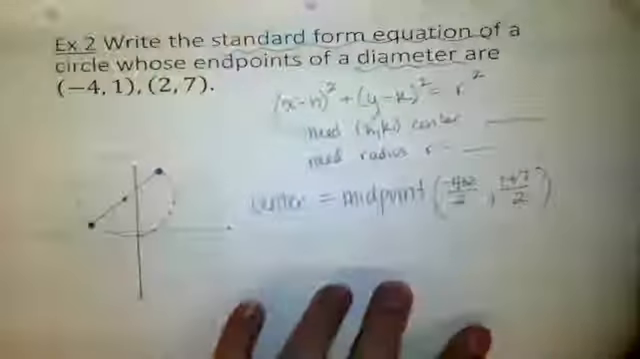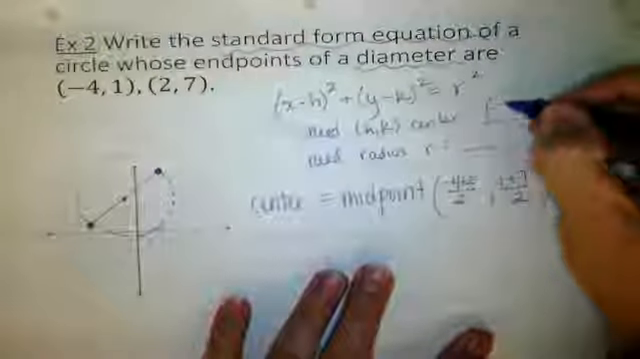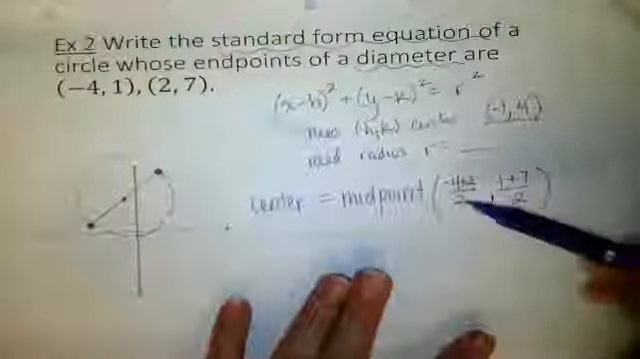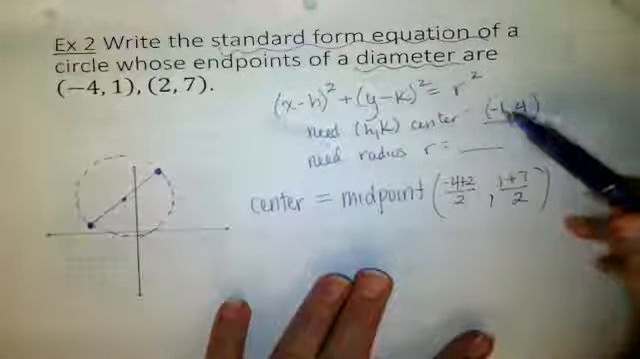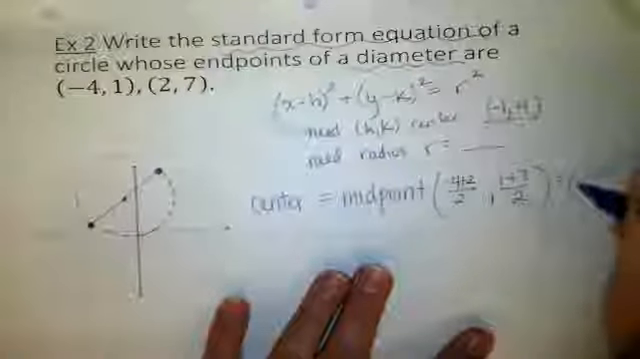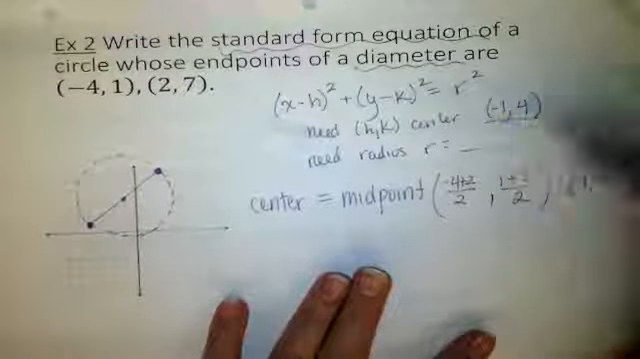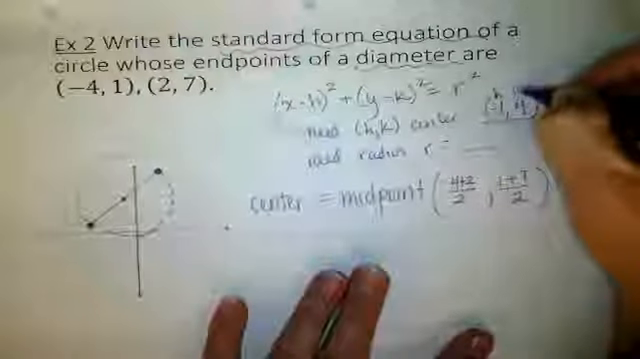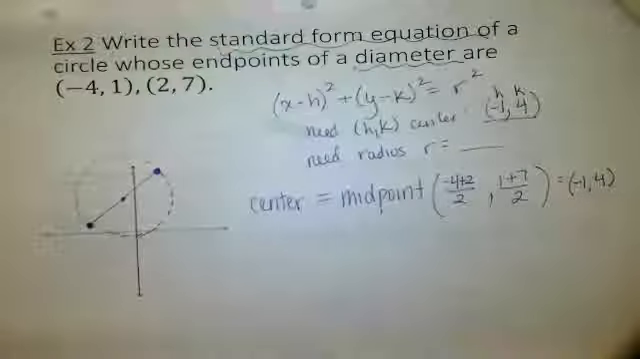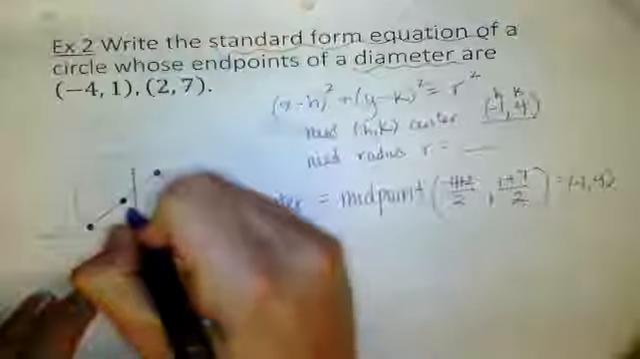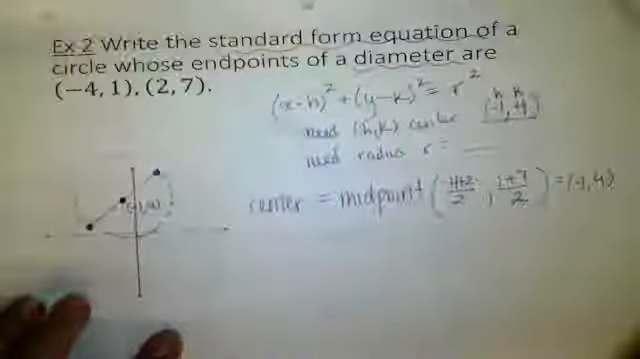And so what does our midpoint slash center turn out to be? Negative 1, 4. Very good. Negative 4 plus 2 is negative 2, over 2 is negative 1. And 1 plus 7 is 8, over 2 is 4. So we know that we have our center at (-1, 4), and those are our h and k values that we're going to plug in there. Now that we know the center, and that center is right here, a good picture is really worth 1,000 words. So there is our center of the circle.